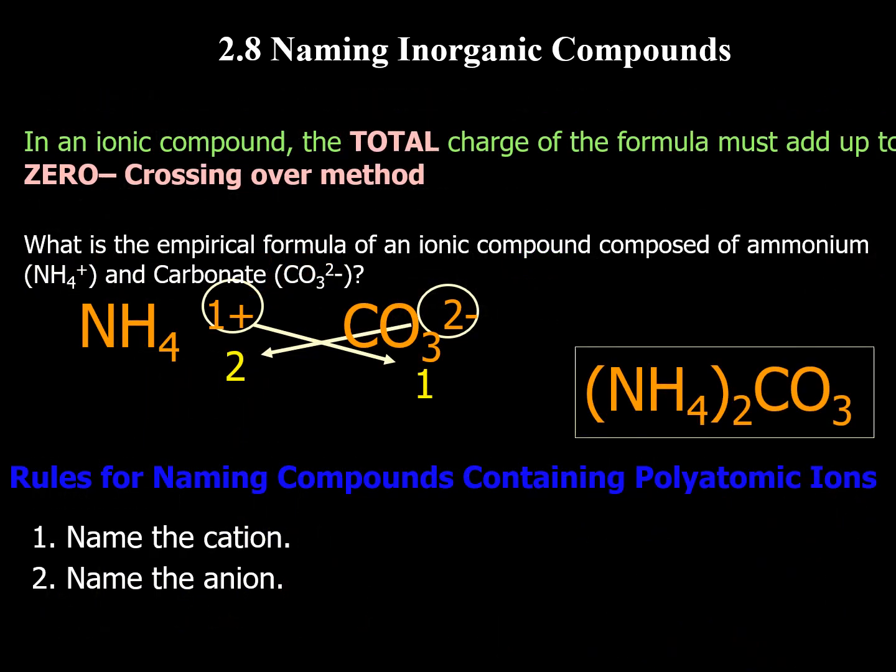So another example, here we have ammonium, which is the only positive polyatomic ion we use. Ammonium here is plus, CO3 2-, which you remember is carbonate 2-. We crisscross and we get here this (NH4)2CO3.